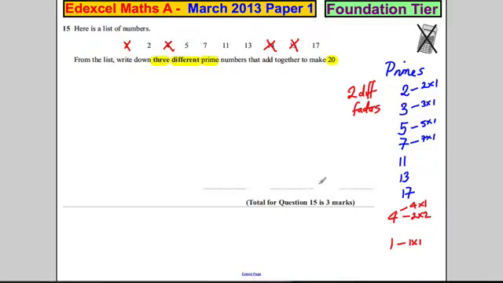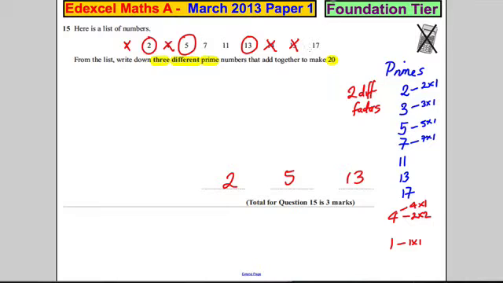So all we've got to do is make 20 here. 2 add 5 is 7, add 13 is 20. So 2, 5 and 13 worked out well for me. Are there any others? I don't think so, and we're done.